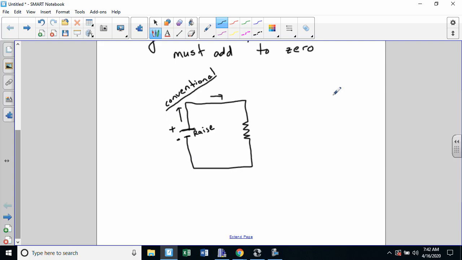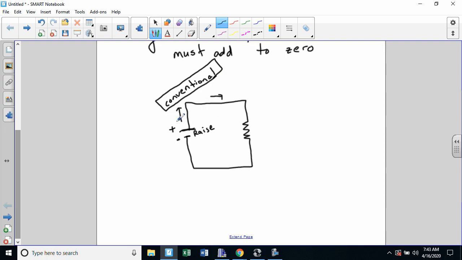It's the reason why we did electric fields with positive test charges. We said, okay, draw the electric field as what a positive would want to do. And it's the reason why we still stick with conventional current, because it matches up with the same ideas and concepts of gravity. Okay, so I'm going to use conventional current here.